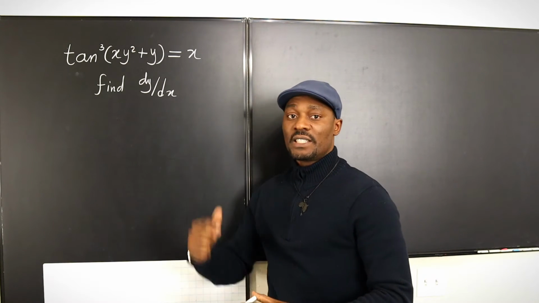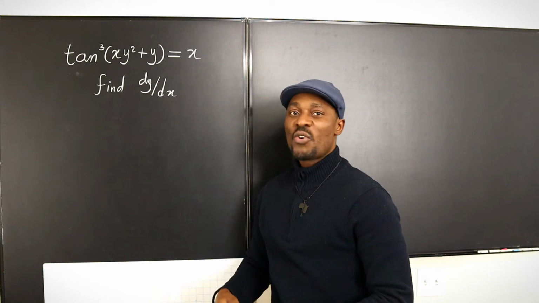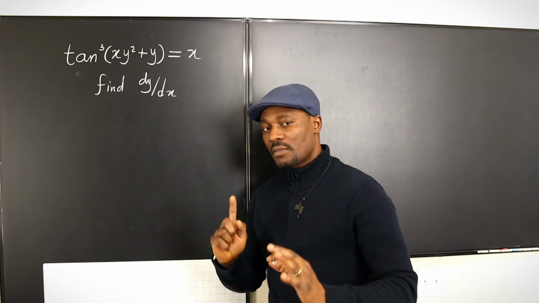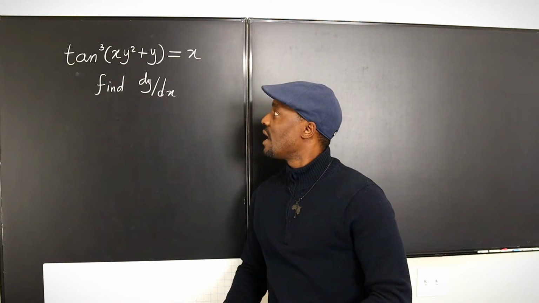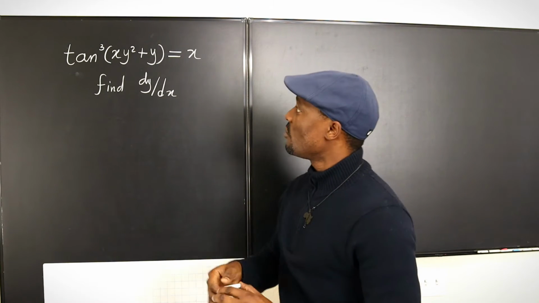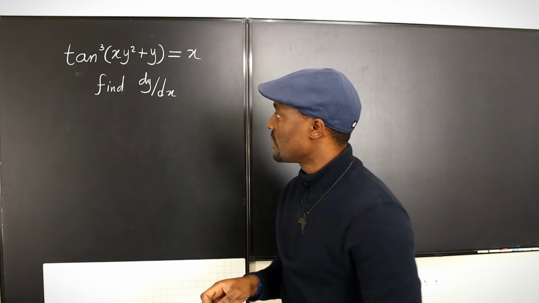So we need to get dy/dx out of this crazy equation, and the only way we're going to do that is by implicit differentiation. And this is what I'm going to do first. I'm going to rewrite this so it looks like this.